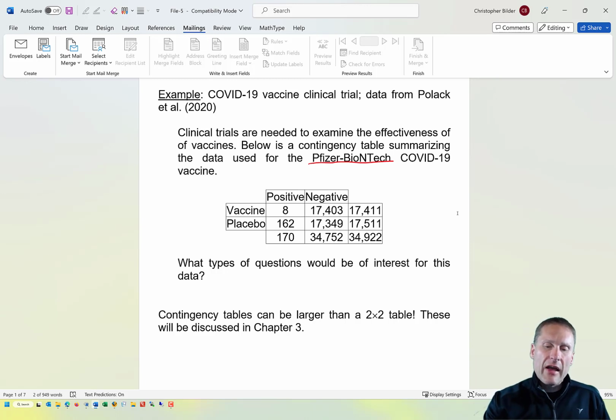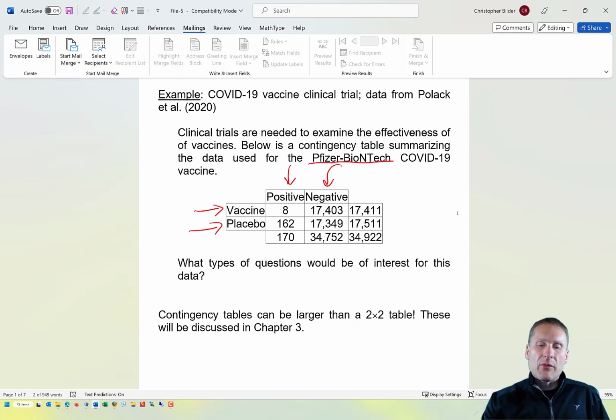And so in this particular case, a person is either positive or they are negative for the disease during this certain period of time that people were observed in this clinical trial. And of the 34,922 people that participated in this clinical trial, about half of them received the vaccine and half of them received the placebo, where the people that were involved did not know if they received one or the other. Just in case you're not familiar with the term placebo, basically means that you're not actually given an active drug through the administration of a shot. So it might be just saline solution that they inject in you.